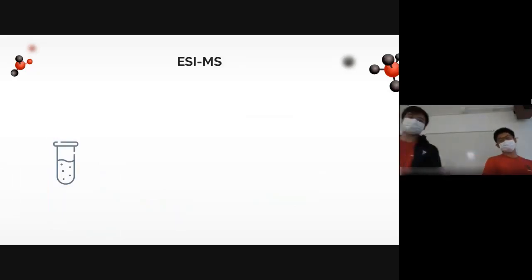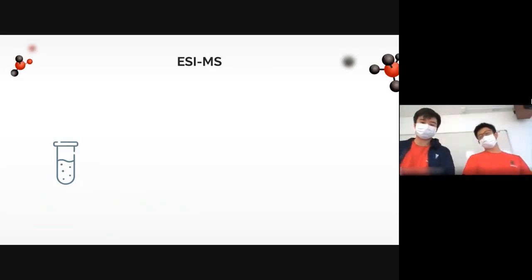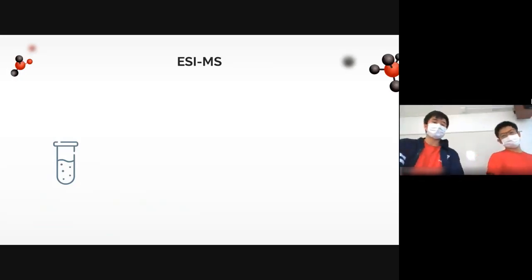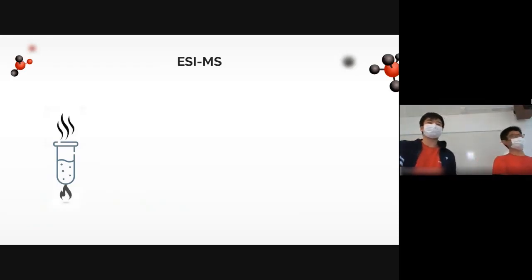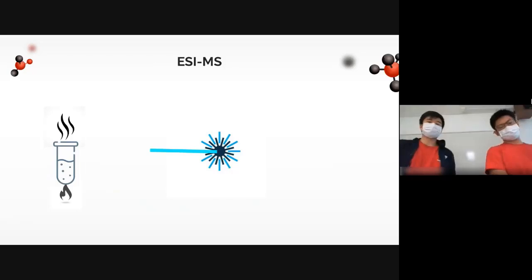Now we're talking about ESI mass, which is short for electrospray ionization mass spectrometry, which is actually what we have learned, but I will re-explain it a bit. So you have a compound that either comes from gas chromatography and is verified by gas chromatography, or just a normal compound. You dissolve it in methanol, and you heat it and vaporize it. After you vaporize it, you beam it with a laser. You beam it with a high energy ray.